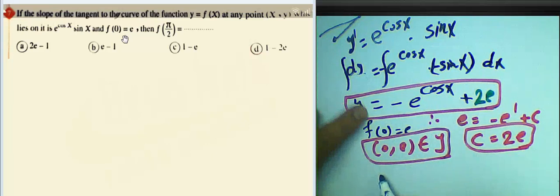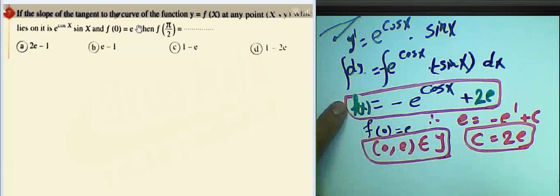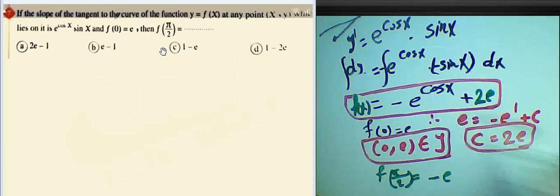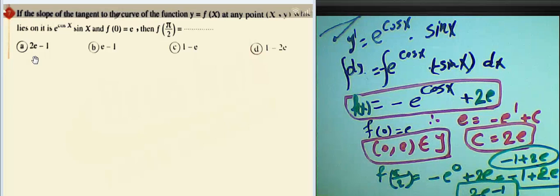He wants to find f of x, meaning y, specifically f of pi over 2. F of pi over 2 equals negative e power cosine of pi over 2, which is 90 degrees, and cosine 90 equals 0. So e power 0 is 1, plus 2e. The result will be negative 1 plus 2e, which is 2e minus 1. Choose letter A.